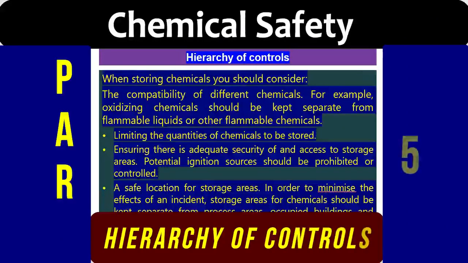Dear friends and fellows, when storing chemicals, you should consider the compatibility of different chemicals. For example, oxidizing chemicals should be kept separate from flammable liquids or other flammable chemicals. A few important points you need to consider whenever you are dealing with chemicals. Number one, limiting the quantities of chemicals to be stored. Number two, ensuring there is adequate security of and access to storage areas. Potential ignition sources should be prohibited or controlled.